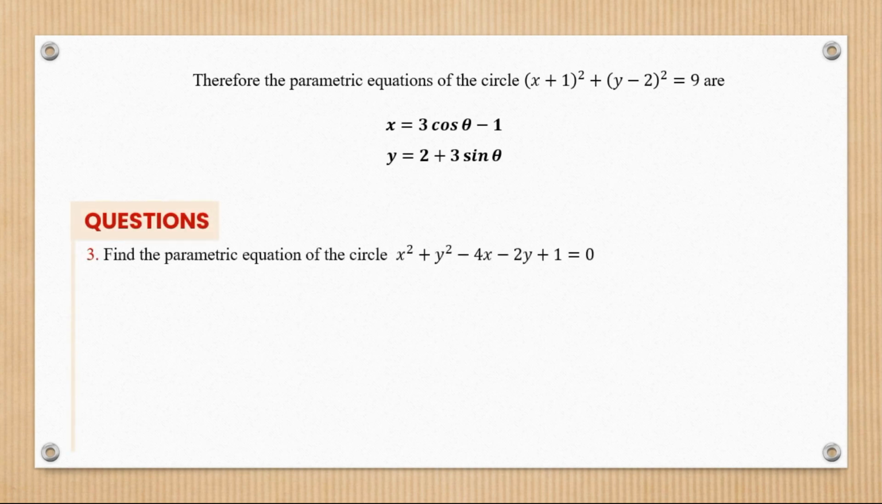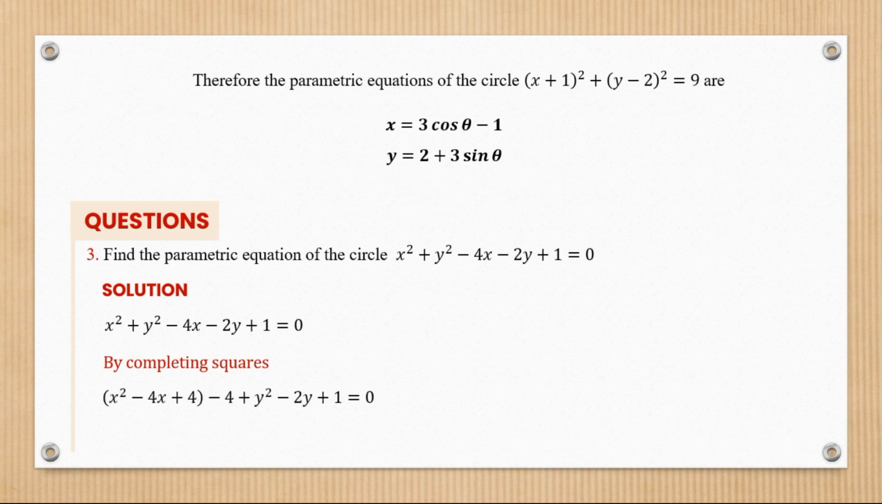Question 3. Find the parametric equation of the circle x squared plus y squared minus 4x minus 2y plus 1 is equal to 0. So how do we do this? First of all, we have to convert this into the general equation of the circle. In this case, we've been given this equation in Cartesian form, and now we're going to put it back into the general equation of the circle. We do that by completing squares. When you complete squares, eventually we'll have (x minus 2) squared plus (y minus 1) squared being equal to 4.